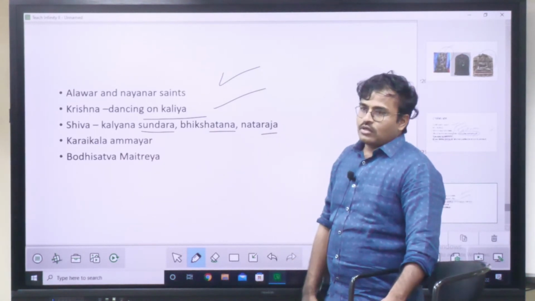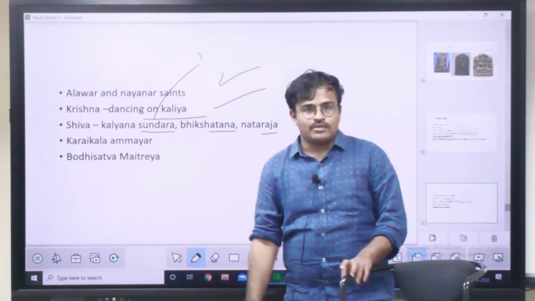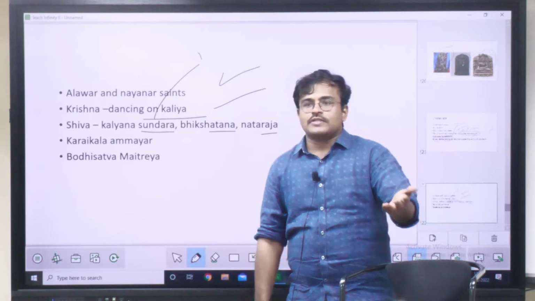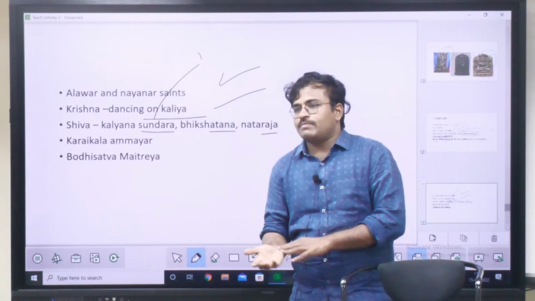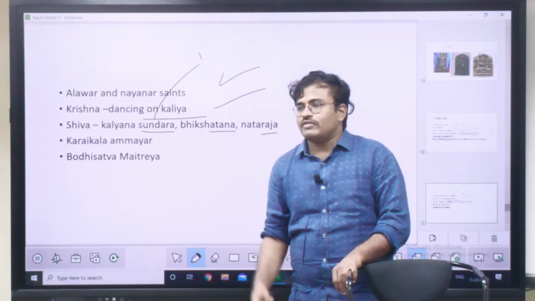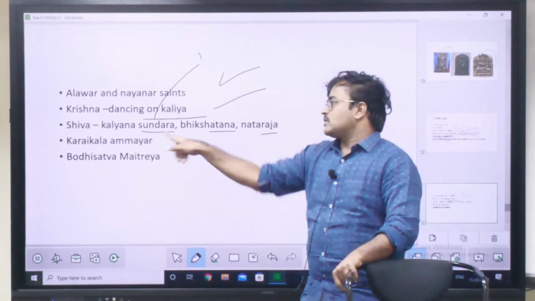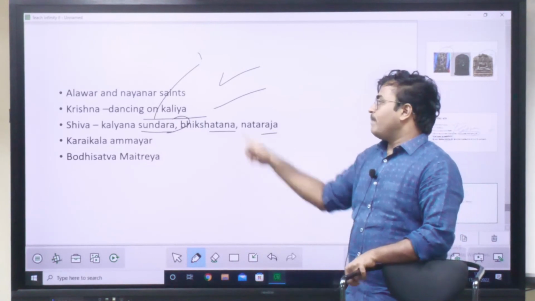Kalyana Sundara shows the marriage ceremony of Shiva with Parvati. It shows Shiva and Parvati in this pose which is known as Panigrahana. The right arm of Shiva is being held by the left arm of Parvati. Panigrahana signifies the marriage between Shiva and Parvati. This symbol is known as Kalyana Sundara. Kalyana Sundara image.